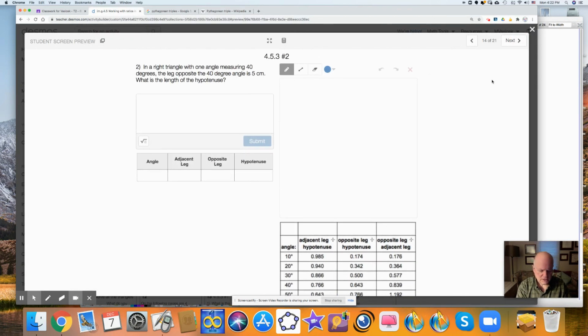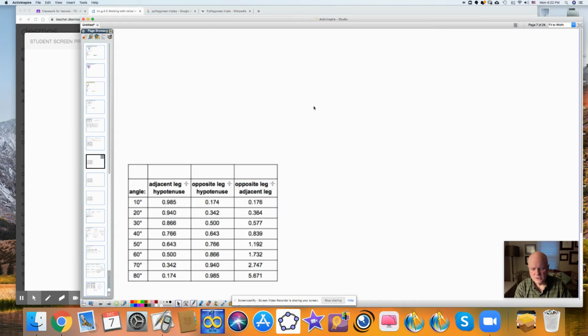This one looks like it doesn't give us a picture. It only gives us a bunch of words. In a triangle with an angle measure of 40 degrees, the opposite of the 40 degrees is 5 centimeters. What is the measure of the hypotenuse?